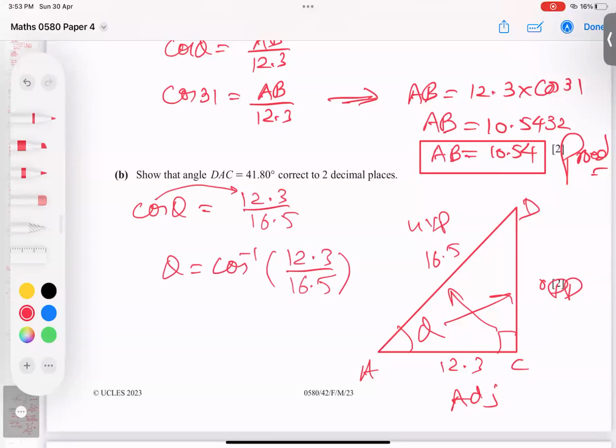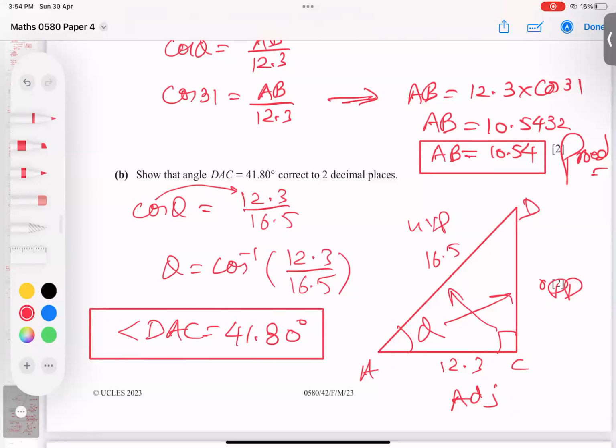And I'm typing in calculator. You can type parallel with me, students. And 16.5, and the answer is coming 41 point. What I'm looking for, angle DAC is becoming 41.80. Alhamdulillah Rabbil Alamin. Proved.